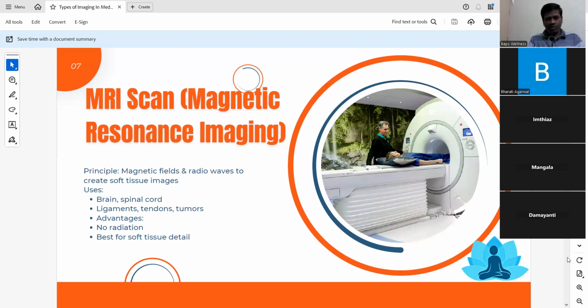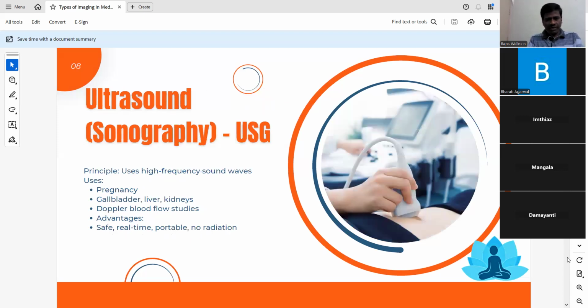Next one is the most commonly used one and cheaper one, and very friendly one, USG, ultrasound sonography, where high frequency sound waves are used, which bounce back from the tissues and reflect back to produce real time images there based on the reflection and refraction.